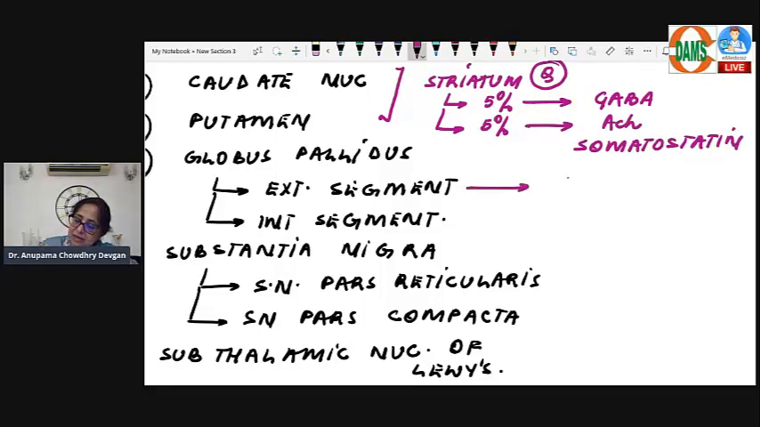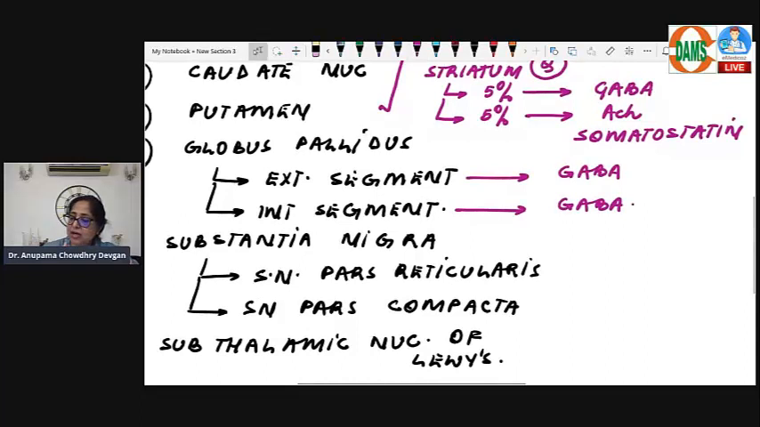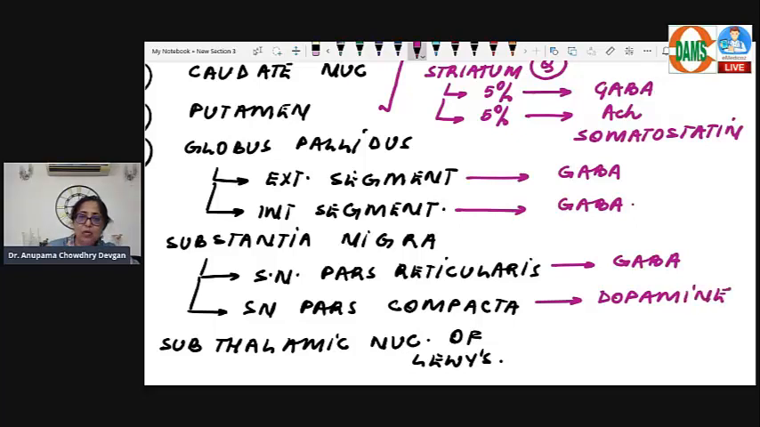Globus pallidus external segment secretes GABA. Globus pallidus internal segment also secretes GABA. Substantia nigra pars reticularis secretes GABA. But pars compacta secretes dopamine, isn't it? We know that in Parkinson's, it is the substantia nigra pars compacta neurons that will be affected. In Parkinson's, there is going to be loss of pars compacta dopaminergic neurons.